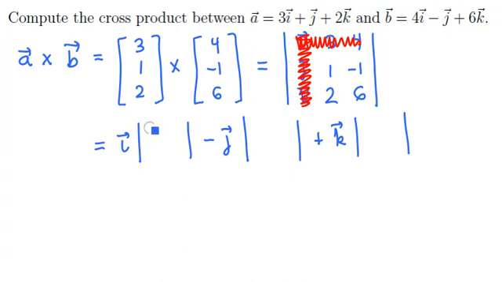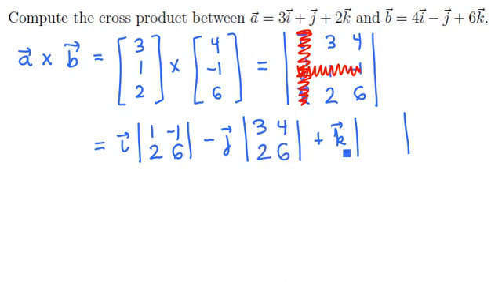That gives us the block 1, minus 1, 2, 6. To work out the determinant that's connected to the vector j, we'll cross off the row and the column that contains this, to get the block of numbers 3, 4, 2, 6. And finally for k, we'll cross off the row and column that contains the vector k to find the submatrix 3, 4, 1, minus 1.